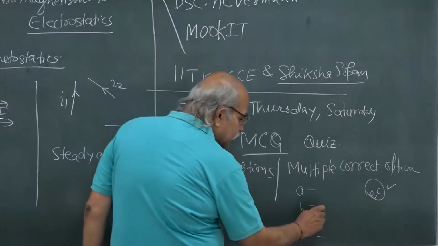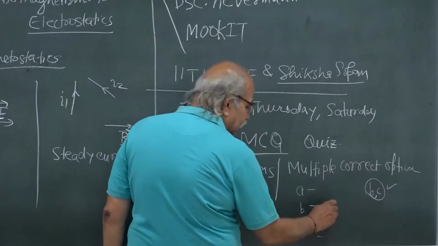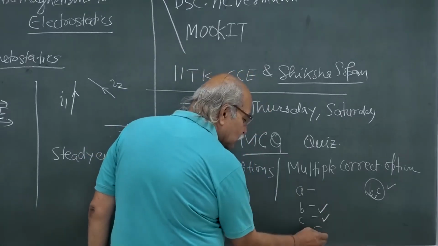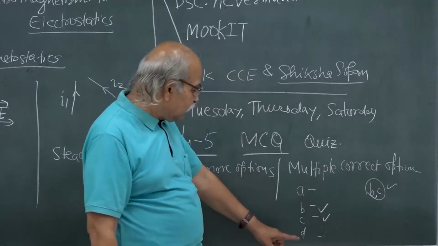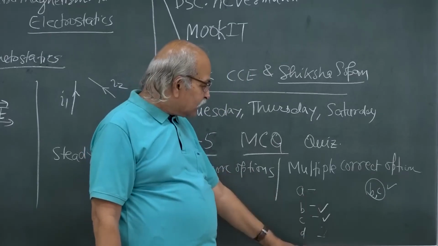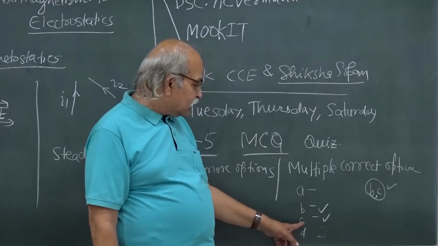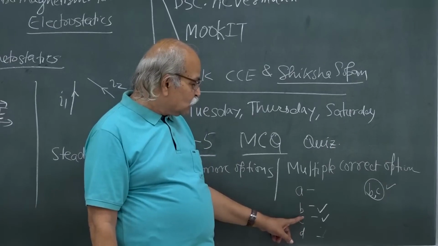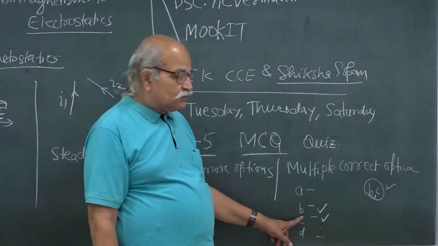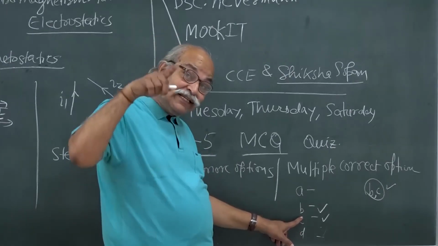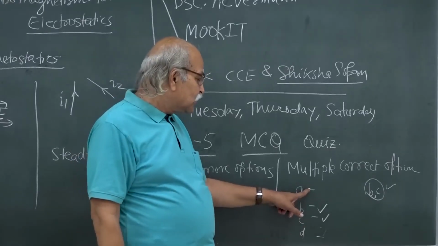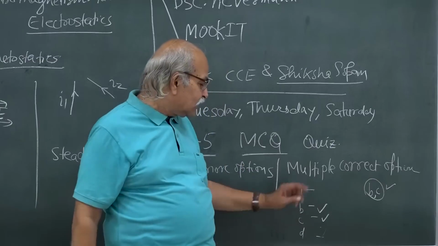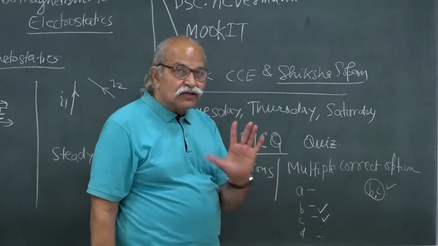So if you have chosen B, if you have chosen C, and you have not chosen A and not chosen D, okay, you have to choose all the correct options. So B and C are correct, you have to choose B and you have to choose C, but you don't have to choose any of the wrong options also. If you choose this option also, A option which is not correct, or D option, then you are gone.